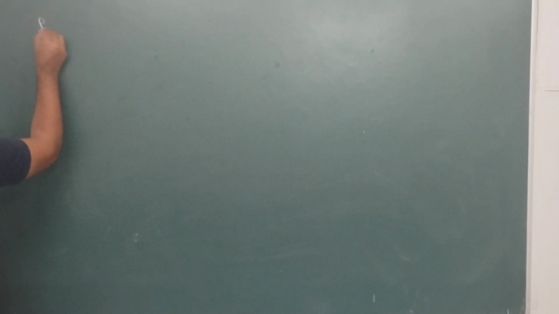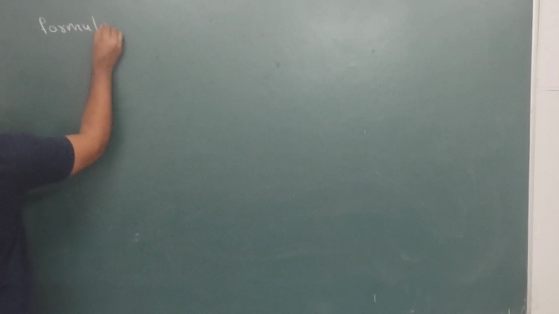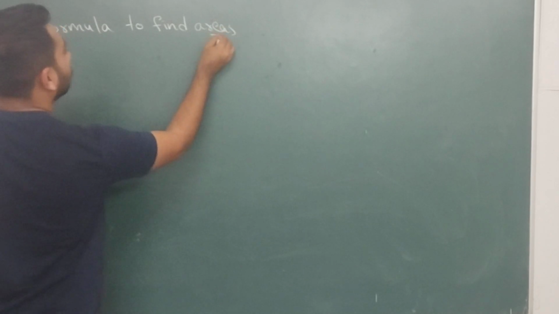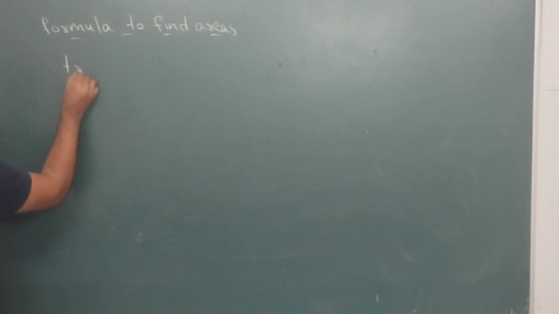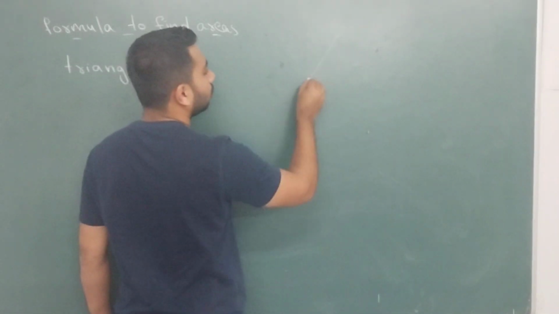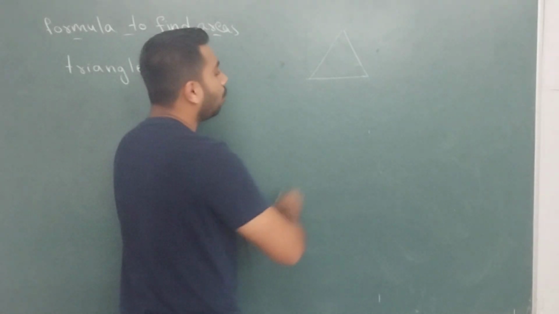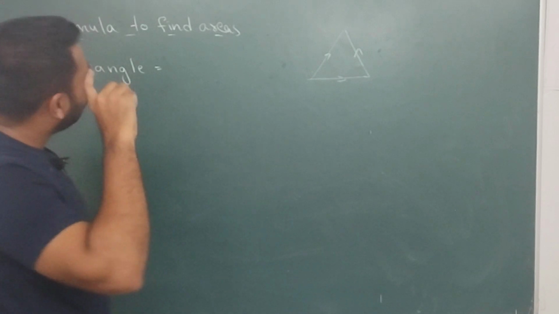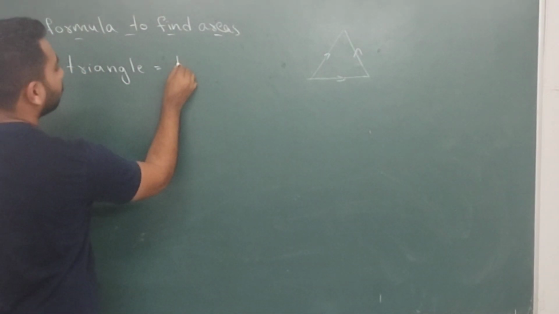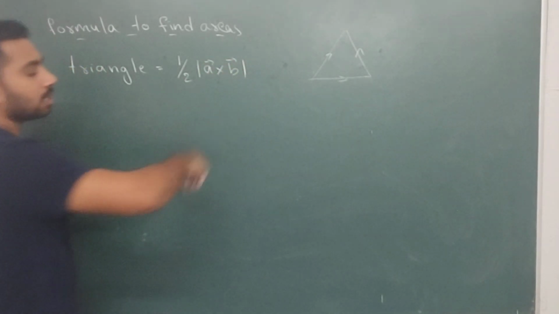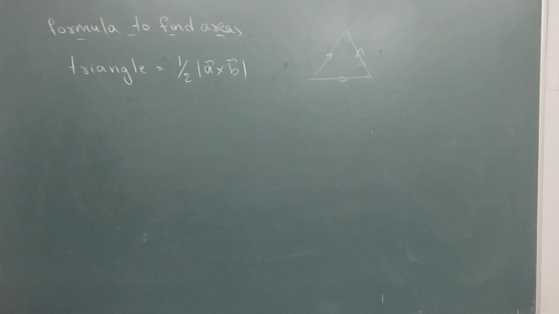Okay, now formulas to find areas. First, the area of a triangle. How to find the area of a triangle? Very simple: half into A cross B, where A and B are the sides.